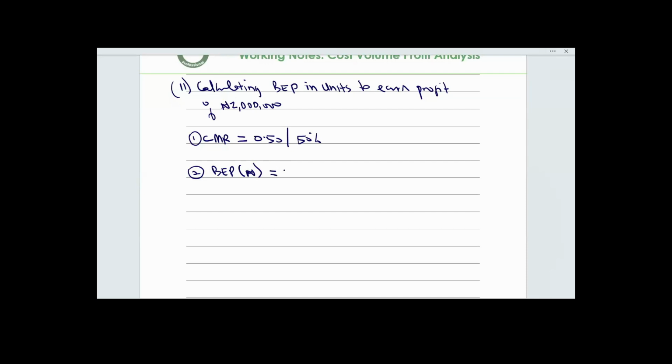So this will change. This will then be equal to fixed cost plus targeted profit before tax, divided by CMR, contribution margin ratio, which is equal to fixed cost of 4 million Naira, targeted profit of 2 million, over contribution margin ratio of 50%. Therefore, the new break-even point in Naira will be 12 million.